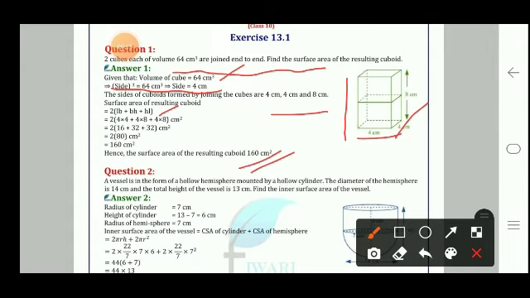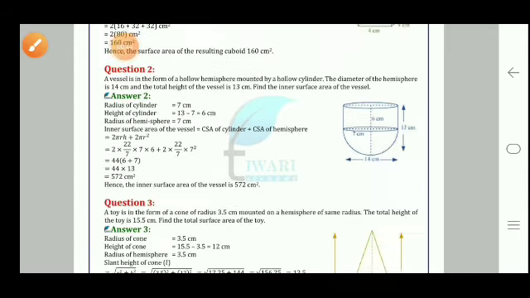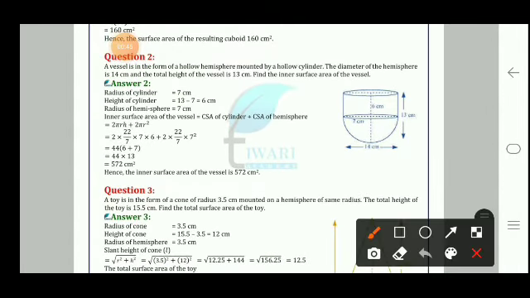Then question number 2, what is given to us. In question number 2, they are saying that a vessel in the form of a hollow hemisphere is mounted by a hollow cylinder. The diameter of the hemisphere is equal to 14 centimeters. So this is 14 centimeter, and the total height of the vessel is 13. This is given. Find the inner surface area of the vessel.